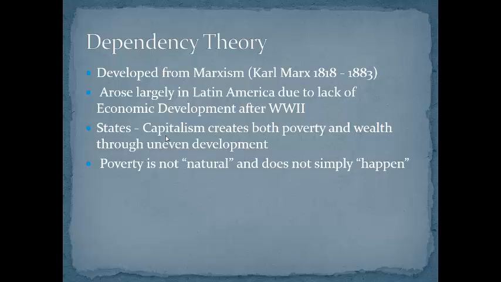And so this theory would state that poverty is not a natural state. It would say that capitalism creates both poverty and wealth through uneven development. It doesn't just happen. Capitalist societies explicitly allow for inequalities to develop, and in fact, in many cases, encourage those inequalities to develop.